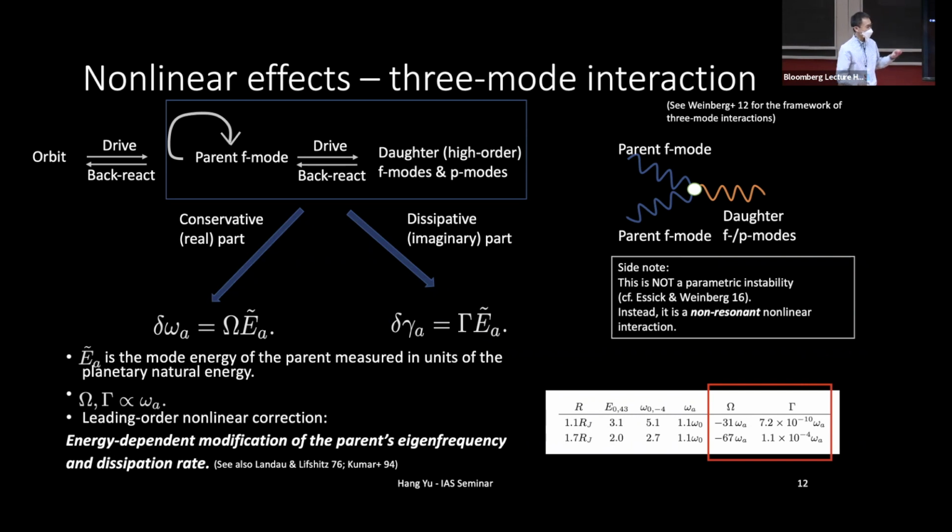So there's a distinction between this non-resonant nonlinear interaction and parametric instability. Here we are not considering a parametric process. It's a non-resonant nonlinear correction, and it does not require any threshold energy. It always happens. Basically, the conservative part of this daughter mode back reaction corresponds to an energy-dependent modification of the parent mode's oscillation frequency, and the dissipative part corresponds to an energy-dependent enhancement of the parent mode damping rate.